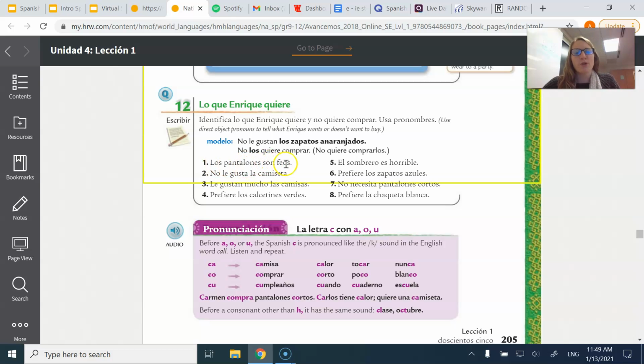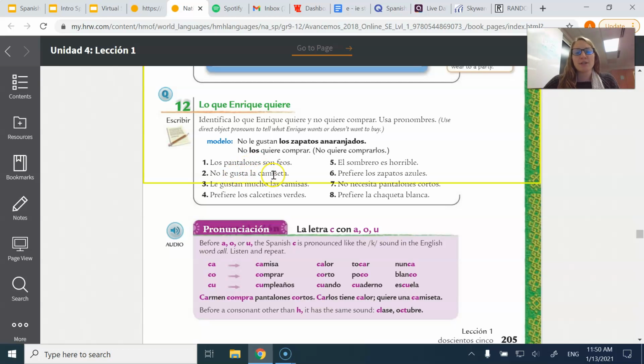So let's talk through these. Los pantalones son feos. Do you remember what feos means? If not, you need to keep practicing your Quizlet, okay? Los pantalones son feos would be the pants are ugly. So the correct answer would be Enrique no quiere comprarlos, or Enrique no los quiere comprar. We're using los because it's plural and masculine.